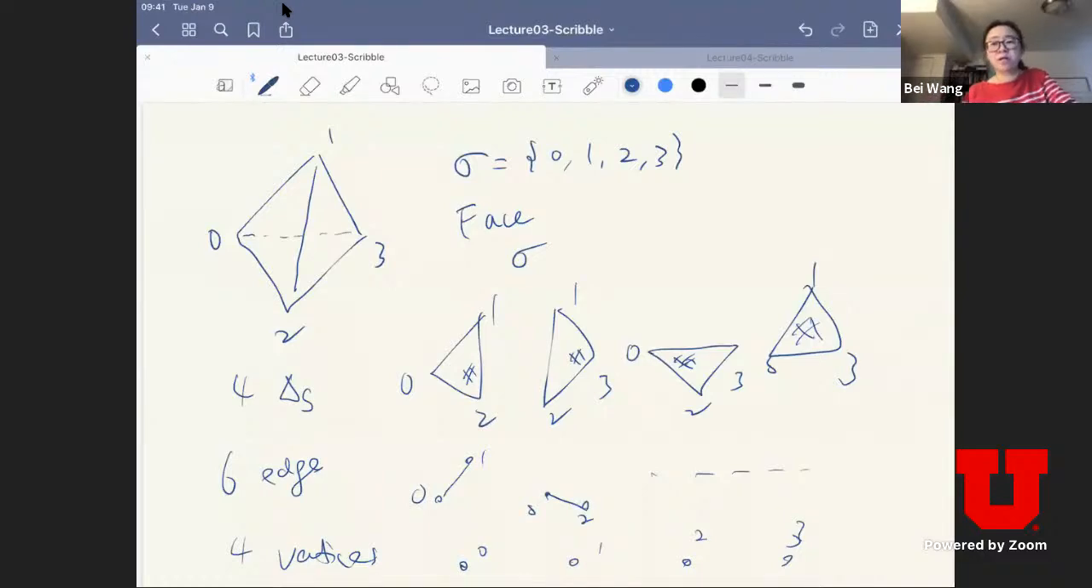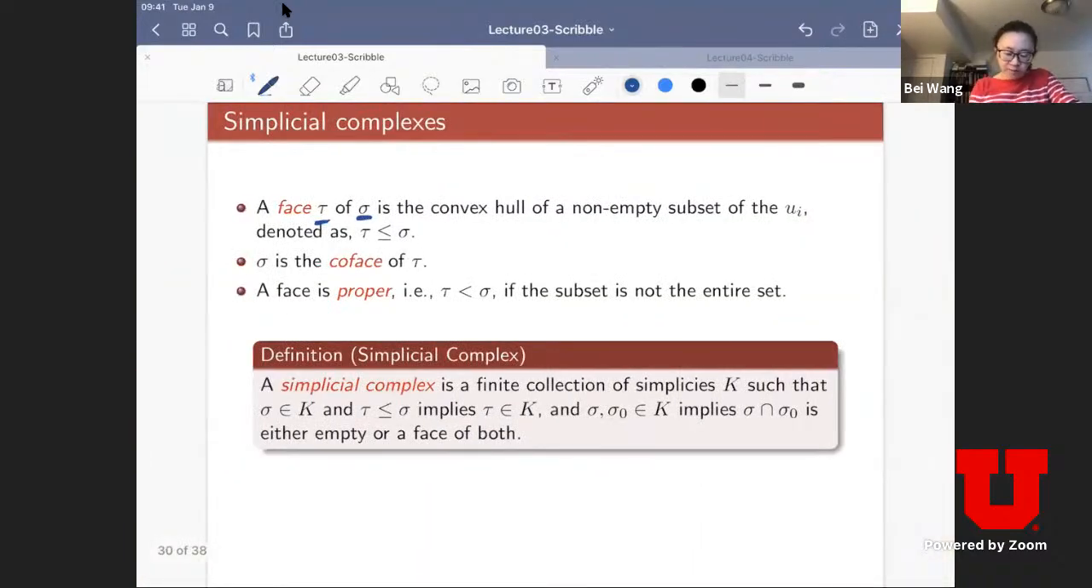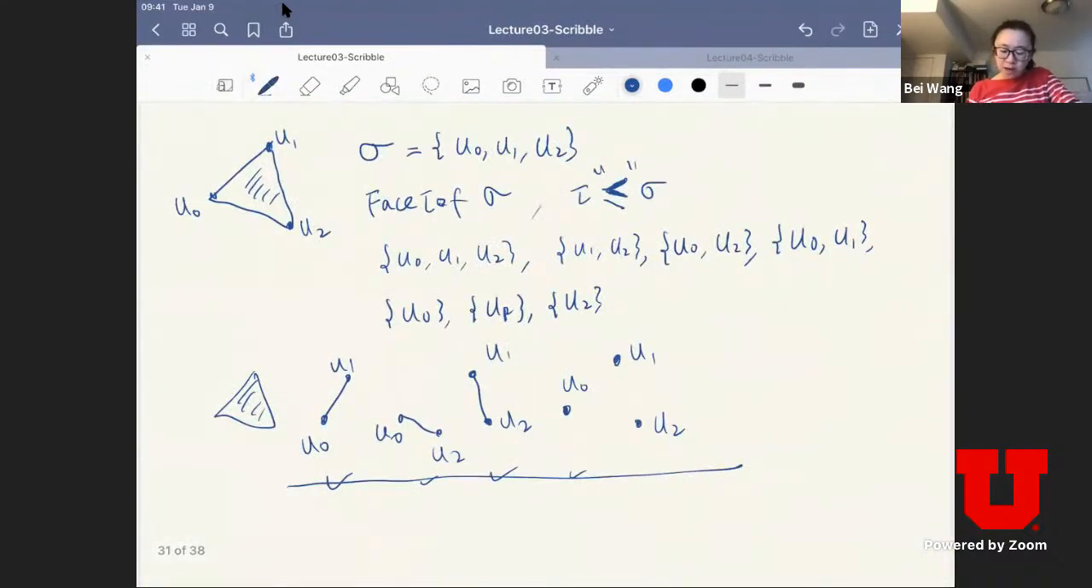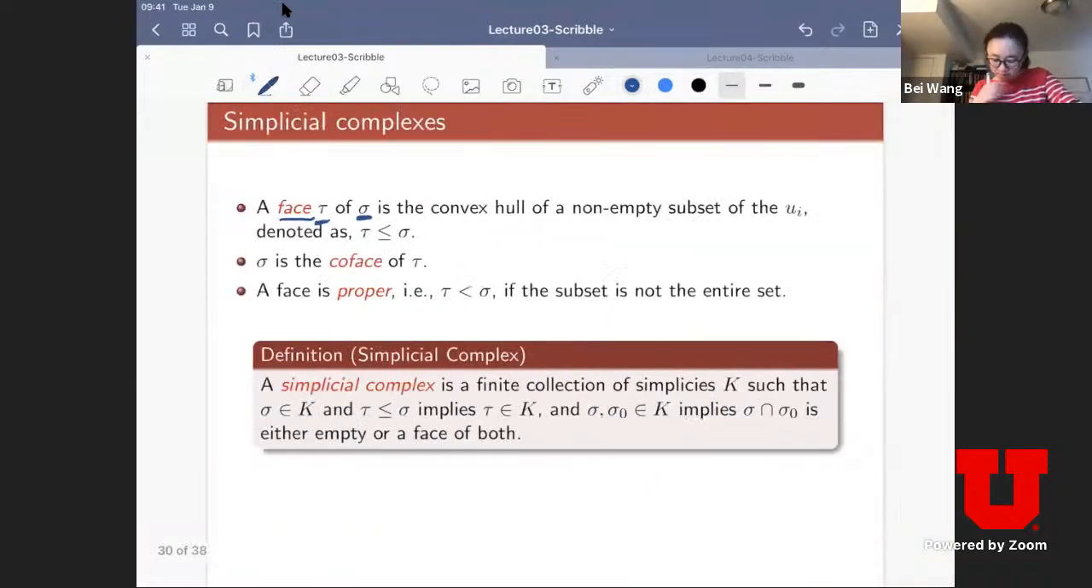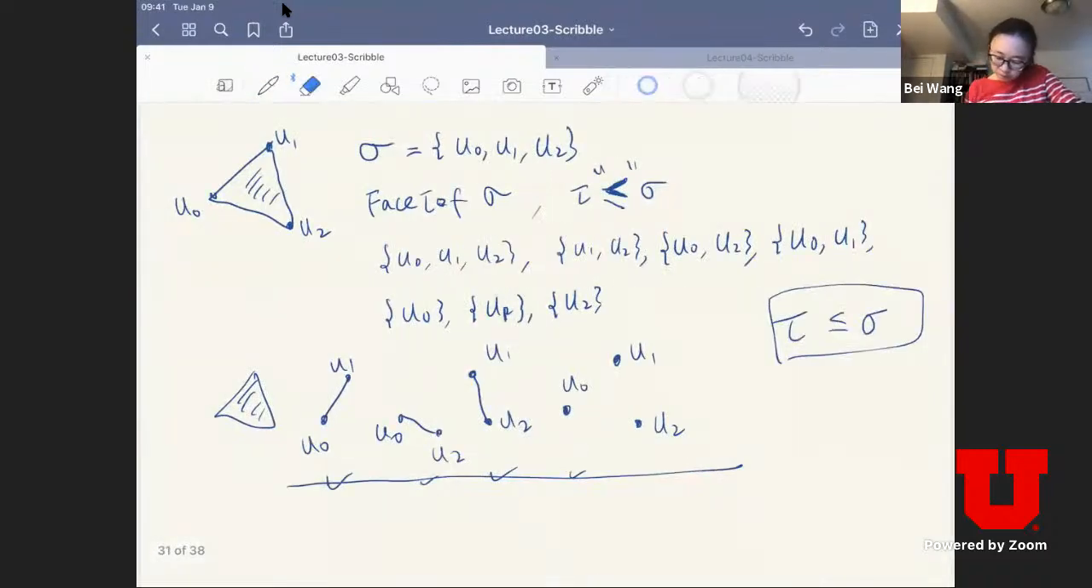So one way to think about it is I'm sort of taking the boundary of those simplex and also looking at the boundary of boundary. So those are important later when we talk about homology, but this is really the definition of a face. And now when tau is a face of sigma, then sigma is a co-face of tau. It's just a duality. When tau is a face of sigma, sigma is a co-face of tau. That's it.